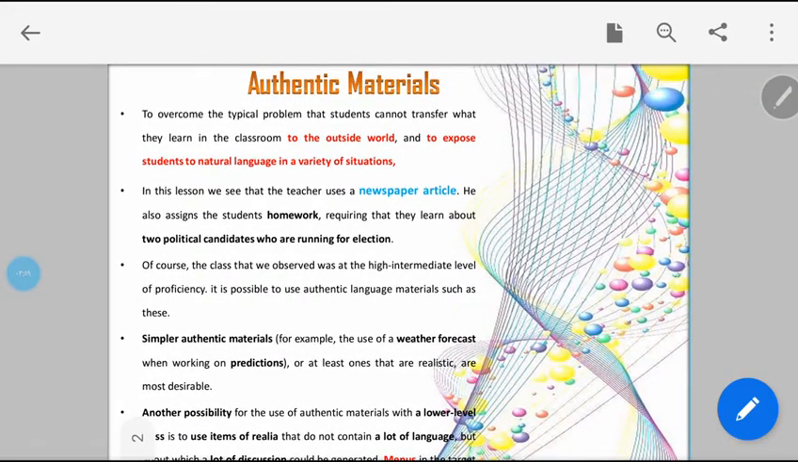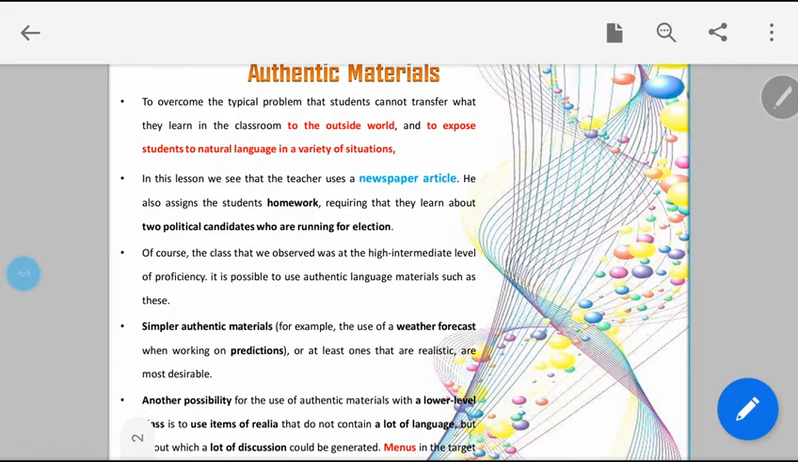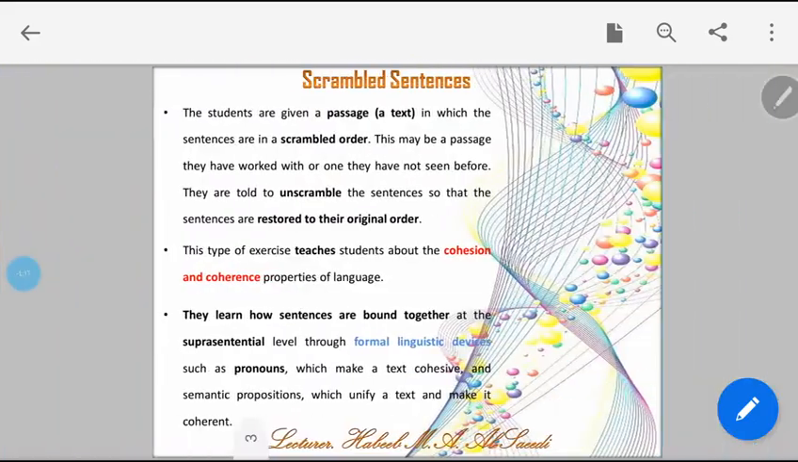The teacher, as we discussed in the CLT, used a newspaper article and then asked students to write about the two political candidates who run against each other. Okay, let's move to another technique.